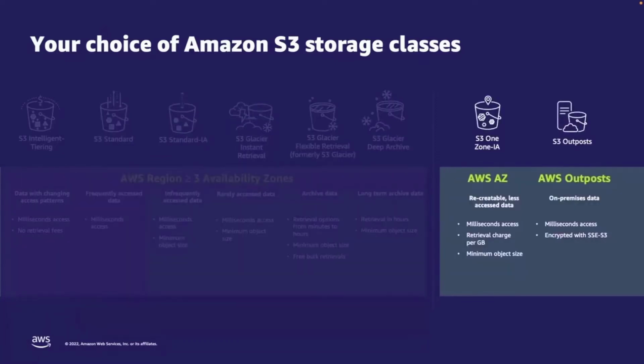Additionally, Amazon S3 offers storage classes for specialized workloads. For easily recreatable data or for storing secondary copies in a different AWS region, you can use the S3 One Zone Infrequent Access storage class, which delivers additional cost savings over S3 Standard Infrequent Access, but stores data in a single AWS availability zone. And lastly, S3 on Outposts delivers object storage in your on-premises environment with the S3 API and capabilities that you use in AWS today.